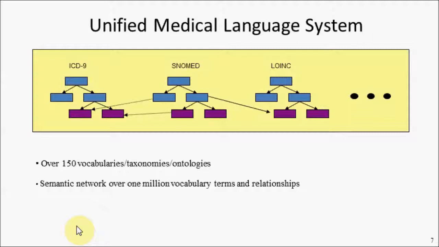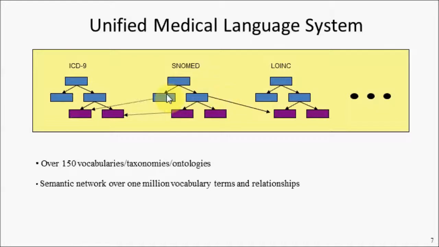The first example we're going to look at is with respect to ontologies. We're looking at something called UMLS, Unified Medical Language System. It's a collection of over 150 vocabularies / taxonomies / ontologies here. So you see something here called ICD-9, SNOMED, LOINC. These are 3 of the over 150 vocabularies. So it's a collection of nodes or vocabulary terms and semantic relationships between all the terms.